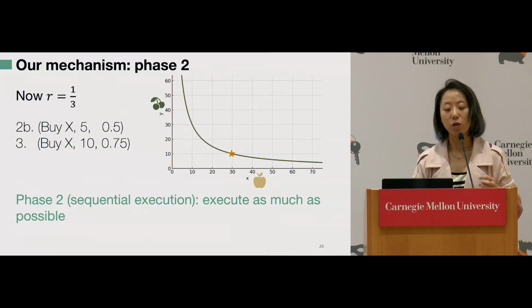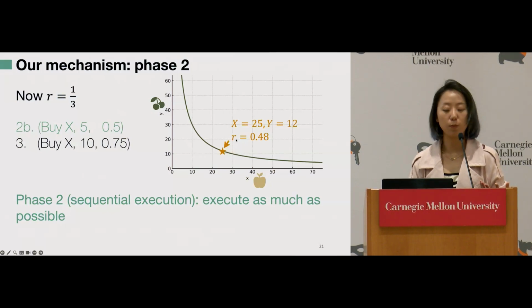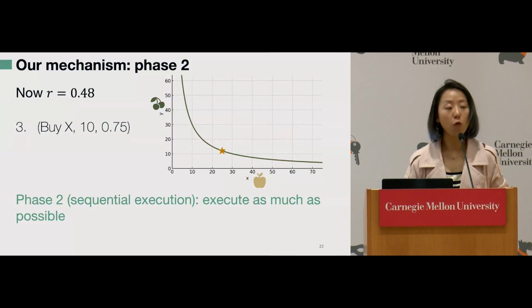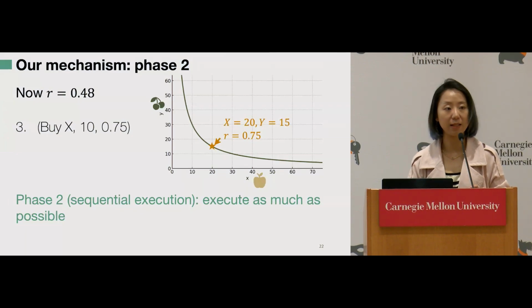And we're going to execute each one as much as possible. So for 2b, 2b can be fully executed. So it will move the state to this new position with a new rate being 0.48. Now order 3 cannot be fully executed because of the acceptable rate at 0.75.